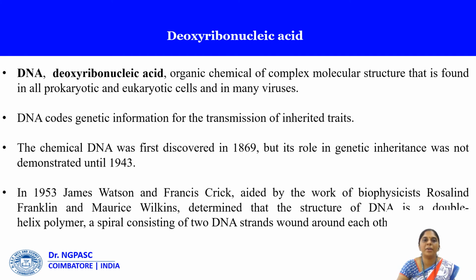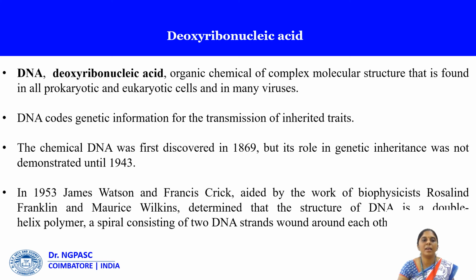So coming to the main part, the structure of DNA. DNA, we all know, is deoxyribonucleic acid. It is found in all prokaryotic and eukaryotic cells and sometimes in viruses. This DNA codes for information that is transmitted from one generation to the next. Even though the chemical DNA was discovered in 1869, its role in inheritance was not known till 1943.